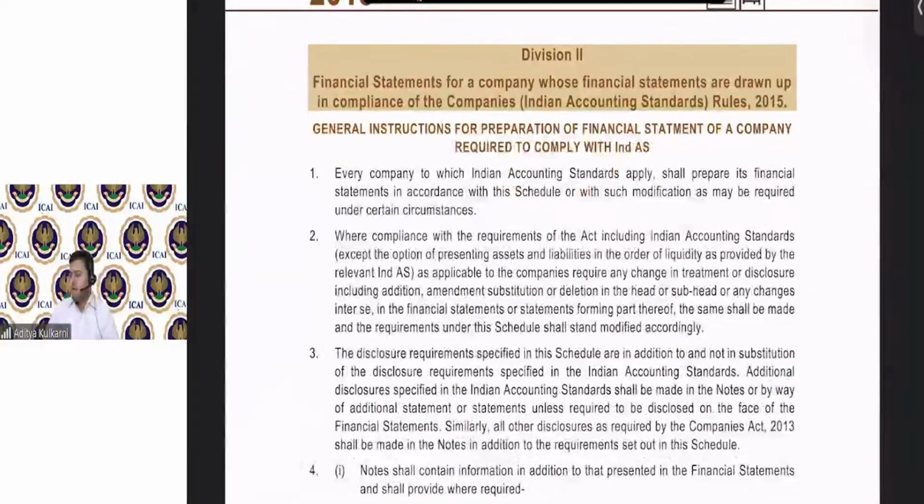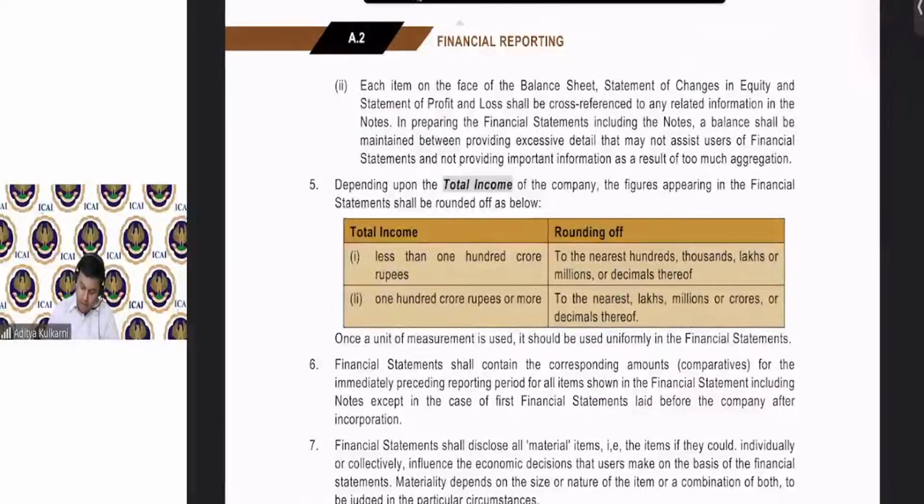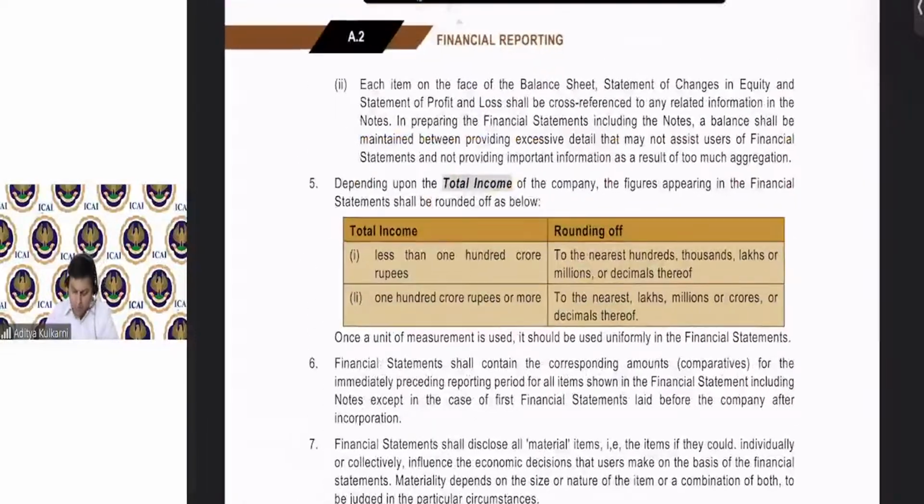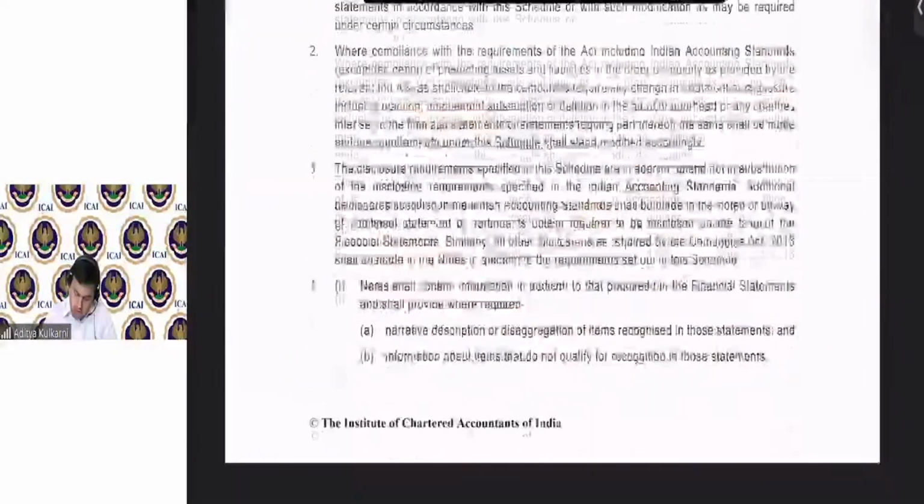Yeah. So if you have done that, I presume you would be a little bit familiar with what is there. Okay. You would be a little more familiar with Schedule 3. Okay. So a couple of key points that are there.